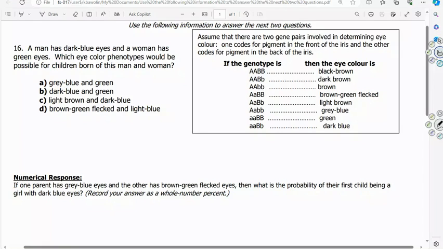A man has dark blue eyes and a woman has green eyes. Which eye color phenotypes would be possible for children born of this man and woman? Let's start by finding the genotypes of the parents. The dark blue eyes parent has two lowercase a's, capital B, little b, and the woman has green eyes. So her genotype is recessive for the A allele and dominant for the B allele.